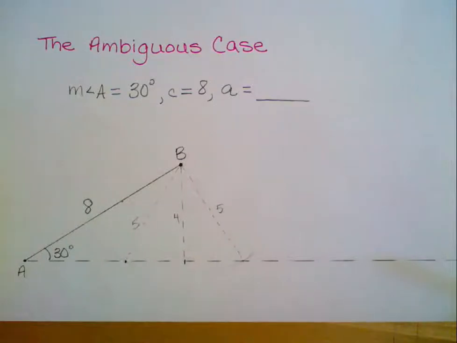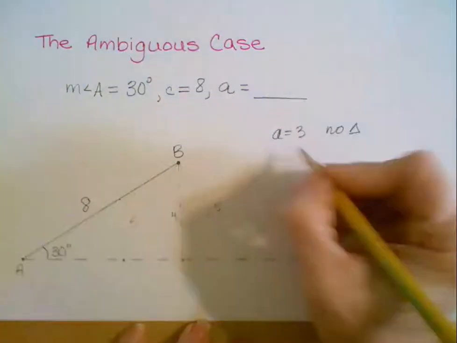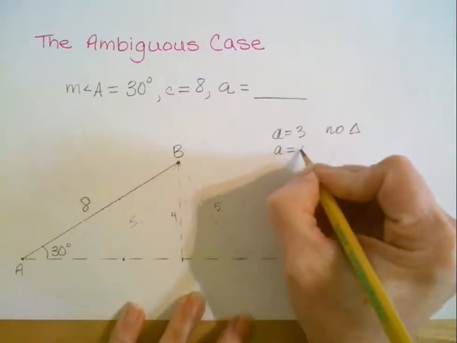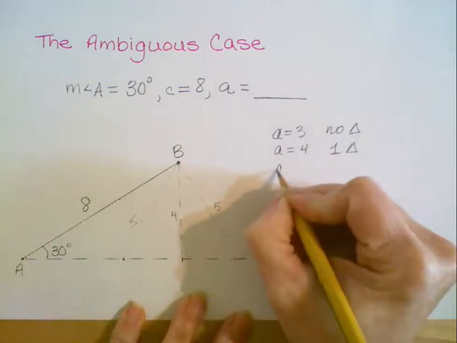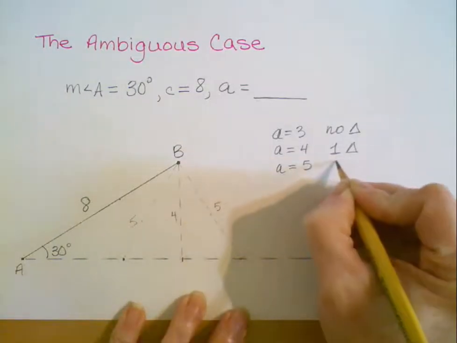Depending on what your measurements are, you could end up with no triangle possible, which is what we saw when a equaled 3. When a equals 4, there was exactly one triangle possible. But when a equals 5, there are 2 triangles possible.